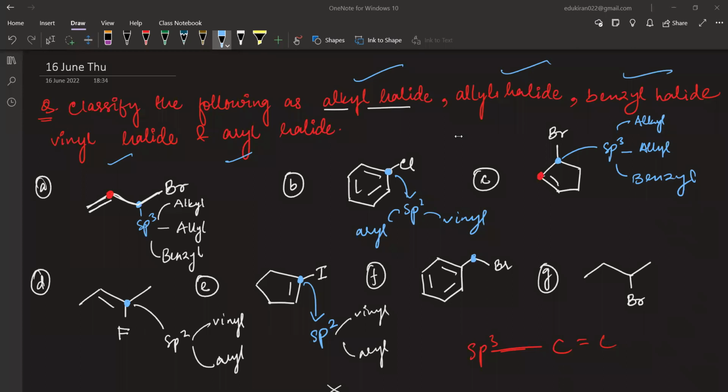sp3. Very good. Now, if it is sp3, then what are the options that you have? It will be either alkyl, or allyl, or benzyl. Now you tell me which one is the right one. Benzyl. Salman, how are you saying allyl? It is benzyl, right? Yes, sir. The sp3 carbon is directly connected to the halogen. Now answer for the G1, everyone. Yes, Matthew, correct. Very good.